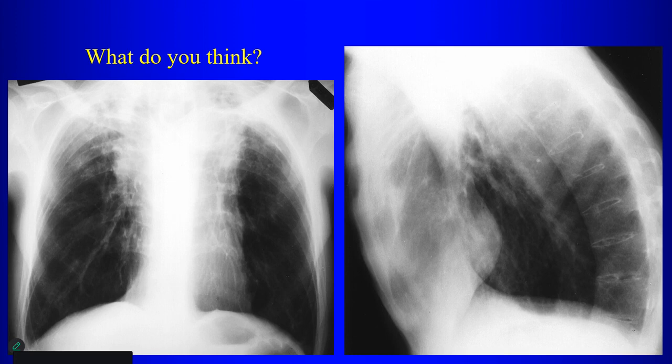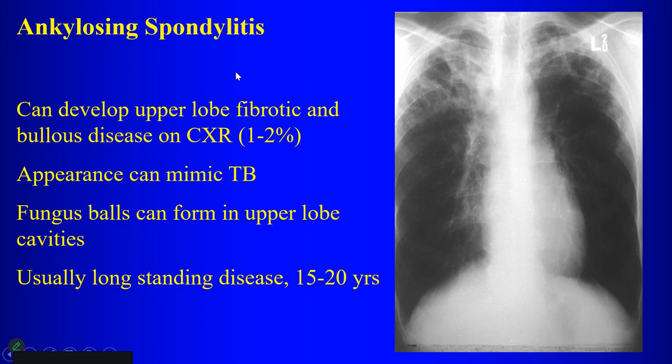So here, the clue is on the lateral view. What's the finding on the lateral view that gives it away? The spine. Yeah, what about the spine? What do you see? A bamboo spine. So these are syndesmophytes, and this appearance of the spine is associated with ankylosing spondylitis. There are rare cases of ankylosing spondylitis that can also be associated with upper lobe interstitial disease, upper lobe fibrotic disease. So this is another example of somebody with ankylosing spondylitis causing upper lobe fibrotic disease.